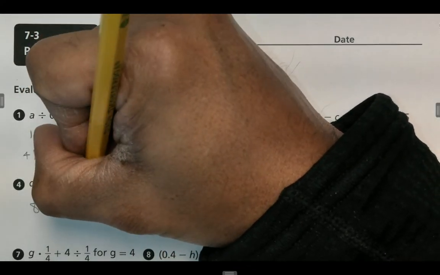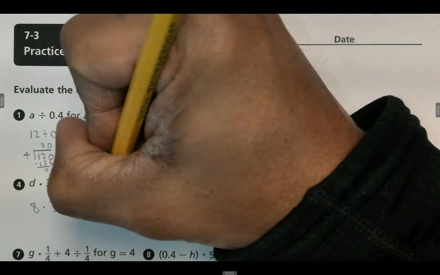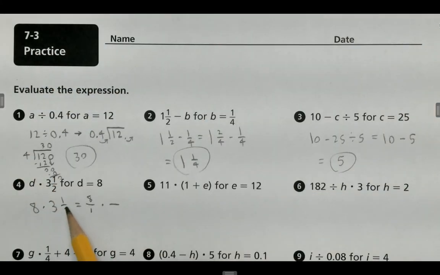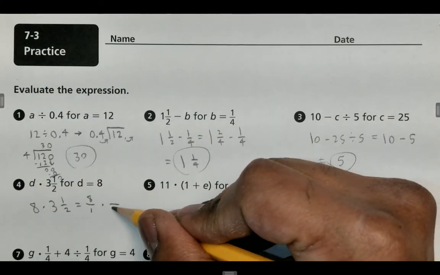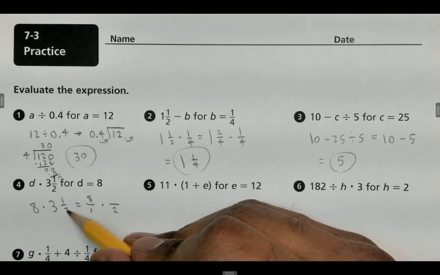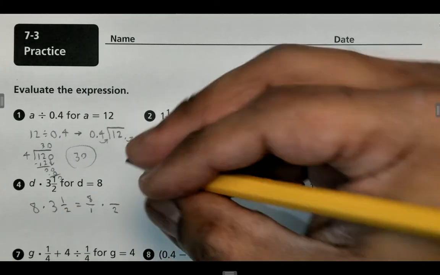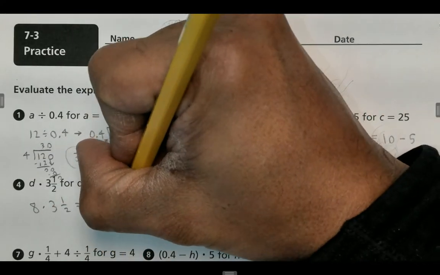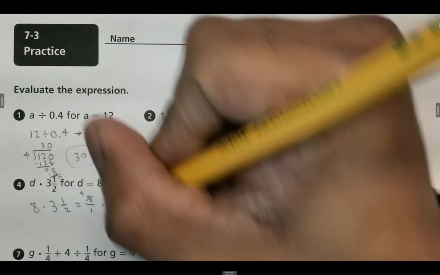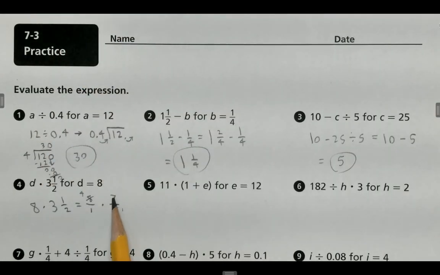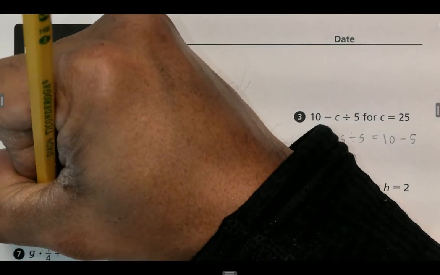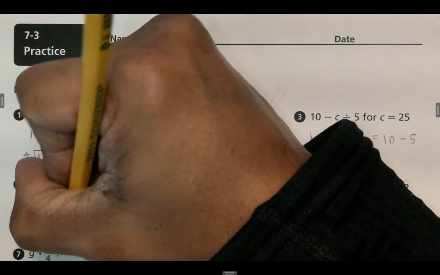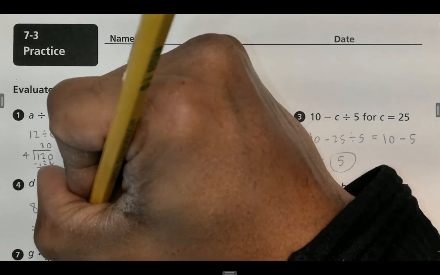So I'm going to rewrite the whole number 8 as 8 over 1. I'm going to rewrite 3 1/2 as an improper fraction. The denominator stays the same. The numerator becomes 2 times 3 is 6 plus the 1 is 7. Look for cross-canceling. The 8 and the 2: 2 goes into 8 4 times. Multiply across the top. 4 times 7 is 28. Multiply across the bottom. 1 times 1 is 1. And we get a final answer of 28.